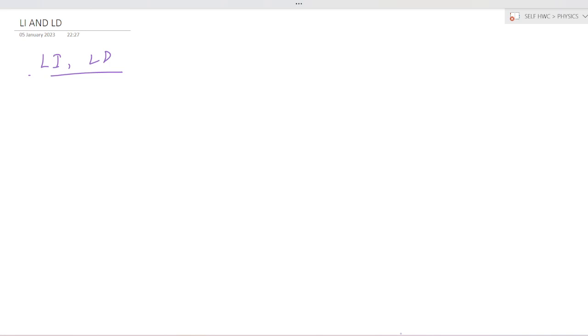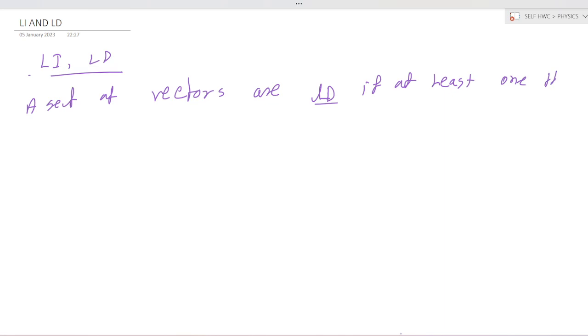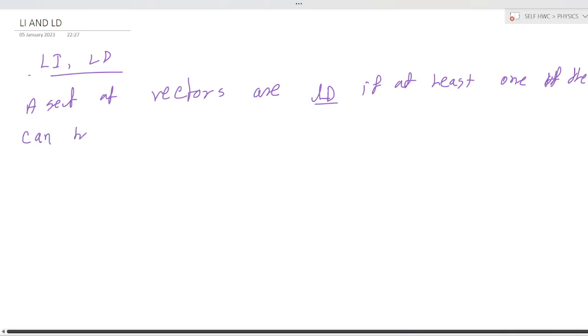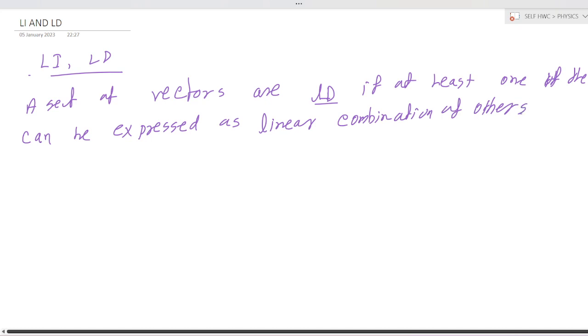So first understand the definitions. A set of vectors is linearly dependent (LD) if at least one of them can be expressed as a linear combination of the others.